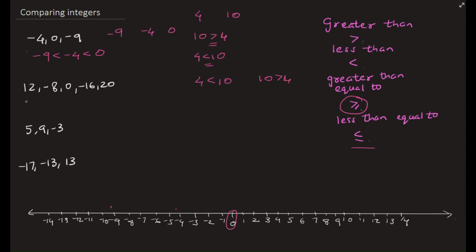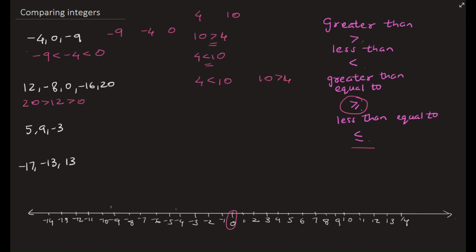The next is 12, negative 8, 0, negative 16 and 20. So here I have two negative numbers and 0 and two positive numbers, and I have to arrange them in descending order. So the highest is 20. The greatest number is 20. 20 is greater than 12, which is greater than 0.